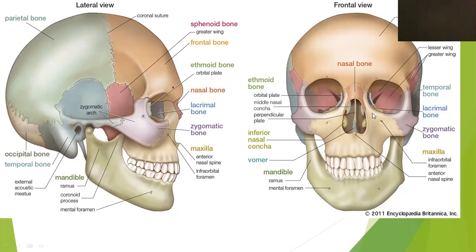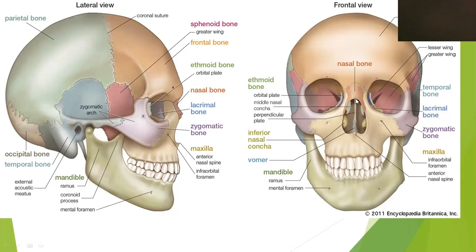Nasal bone, then maxilla, behind that lacrimal bone, inferior nasal concha, palatine bone. Then zygomatic bones, right and left zygomatic bones. Then unpaired bones of the facial skeleton.